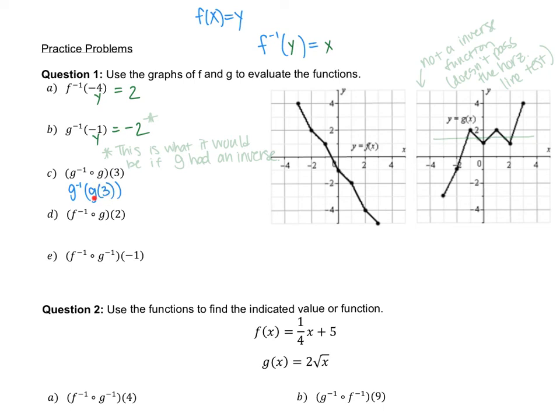And so inside here is saying g of 3. This is just normal g of 3. So this is an x value. So you would go to x equals 3 and find the y value, which is, in this case, 4.